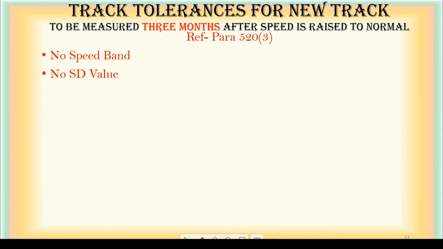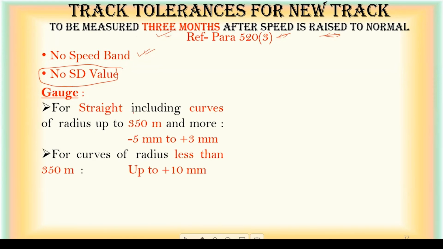So for new track, it is to be measured 3 months after the speed is raised to normal to judge the quality of work done in case of new laying of new track or renewal of track. And this is mentioned in para 523. It is irrespective of speed band. And for all floating measurement there is no SD value concept, because in manual measurement we don't do statistical analysis, so whatever we get will be peak values. ठीक है.